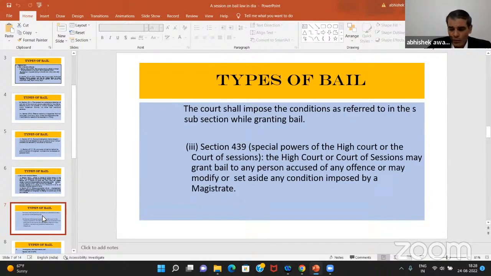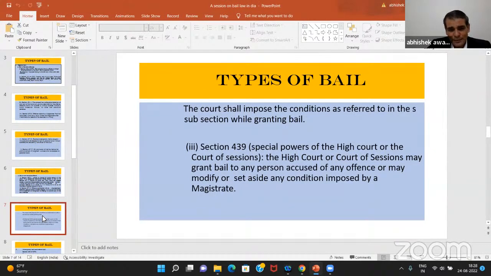Then again, 439 says that notice to the PP is compulsory under 2 conditions. First is where the offense is triable exclusively by the Court of Sessions, or if not, it is triable by some other court, but the offense is punishable with life. There it has to give a notice to the PP so that he can appear, give his objections, and the court can consider it and pass an order.